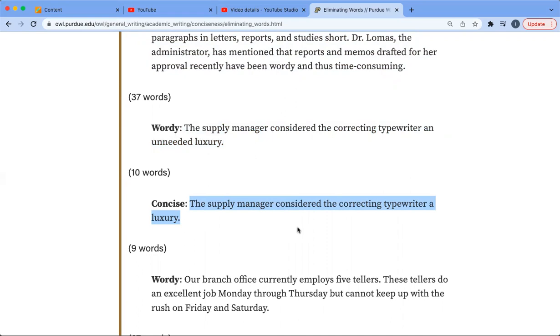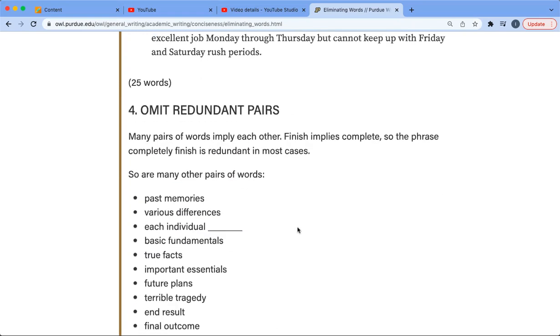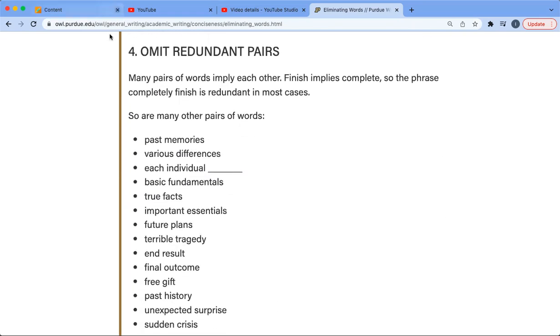The next technique that you can learn is to omit redundant pairs. Redundant pairs are far too common. Memories are images that you experienced in the past. Do I need to say past memories? This is redundant. We call them redundant pairs. Very much like various differences or each individual. You can simply say individual or each one of them. You don't need to put them together.